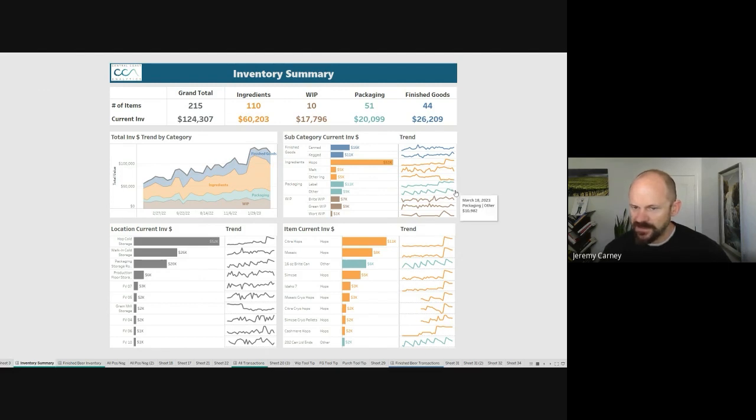For example, this other packaging, which might be when we're buying cans, we buy a set of cans maybe every 2 months, and then we burn them down, and then we buy another set, which would be what you're kind of looking at in this trend here.